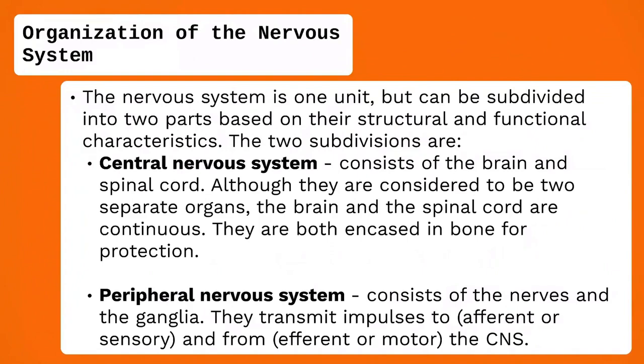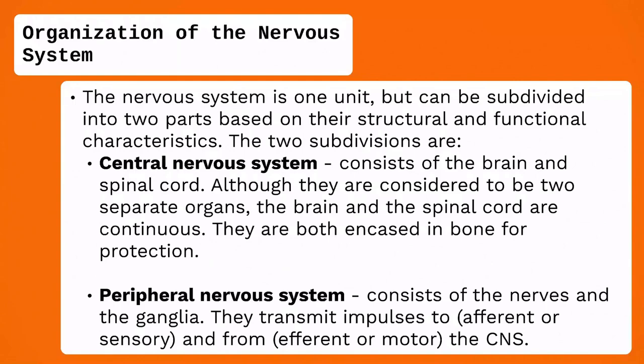The nervous system is one unit, but it can be subdivided into two parts based on the structure and the function. The two subdivisions are the central nervous system, or the CNS, and the peripheral nervous system. The central nervous system consists of the brain and the spinal cord. Although these two are considered two separate organs, they are continuous. They're both encased in bone for protection.